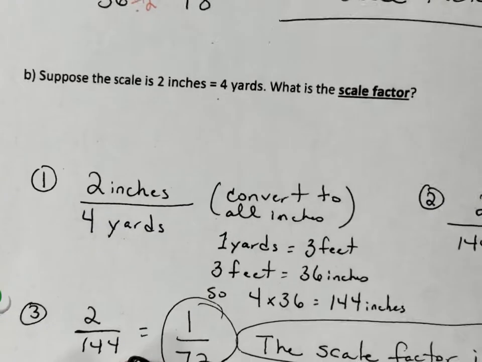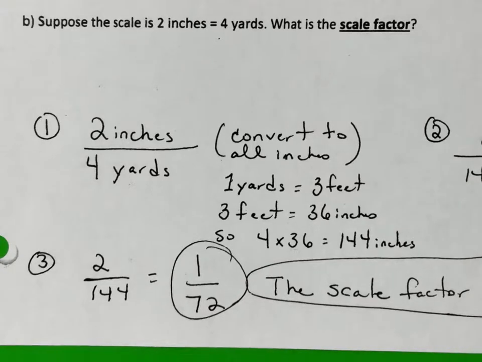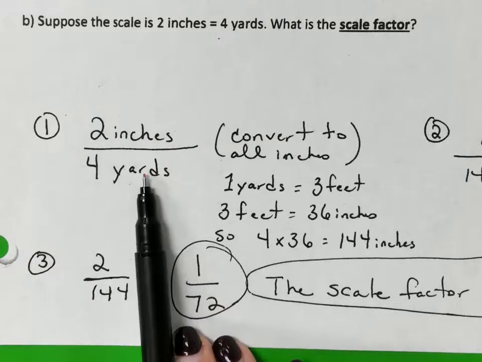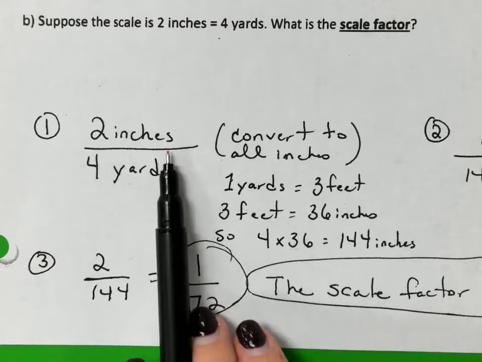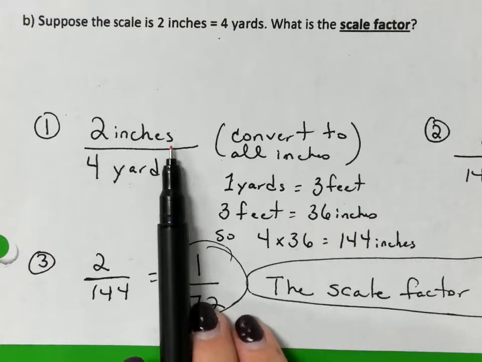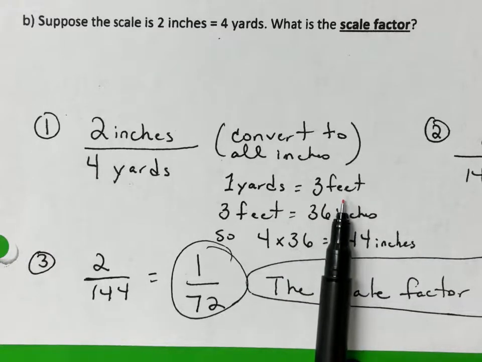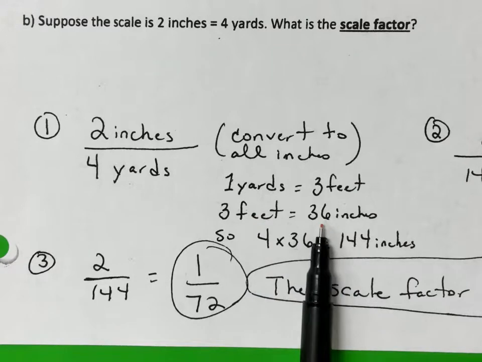Alright, so example B, it says that the scale is 2 inches, which equals 4 yards. So, my first step, again, is going to be to write that as a ratio. So, I've got 2 inches over 4 yards. And then I want to be able to convert that yards to inches. So, right here it tells me that 1 yard equals 3 feet. And then we already know from previously that 3 feet is equal to 36 inches.